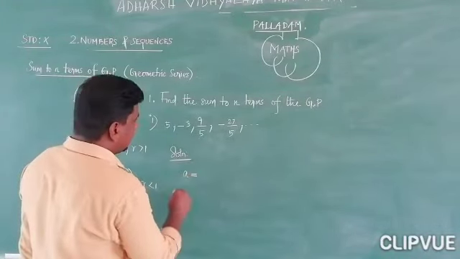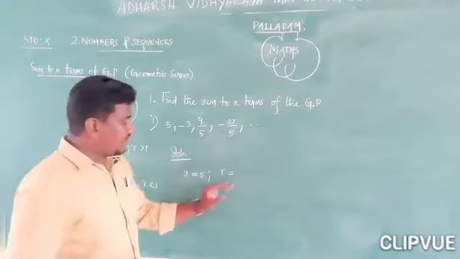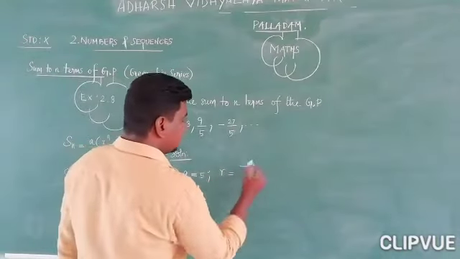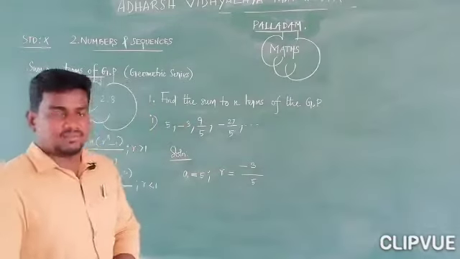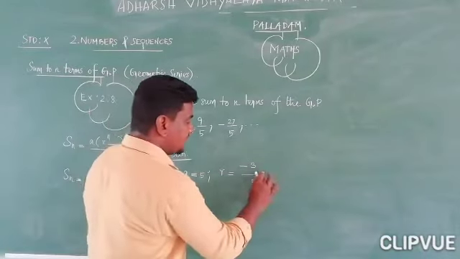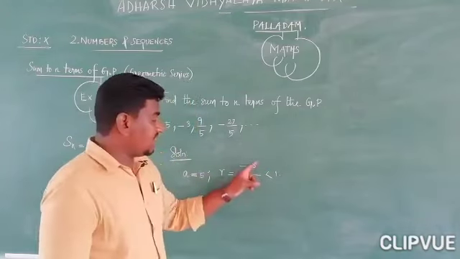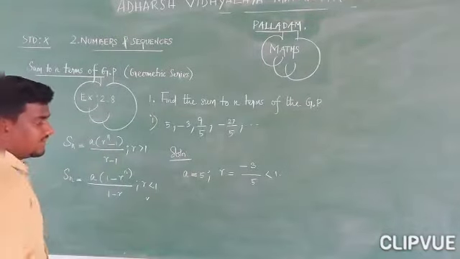Here the first term a equals 5, and how do we find the common ratio r? r is equal to term 2 divided by term 1. What is term 2? Minus 3, divided by term 1, which is 5. So r is minus 3 by 5, which is less than 1, you know that. So we can take the second formula.